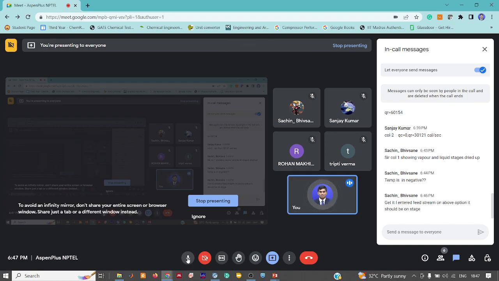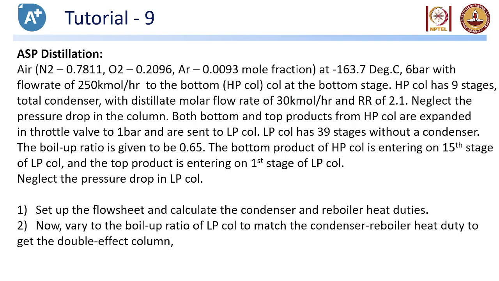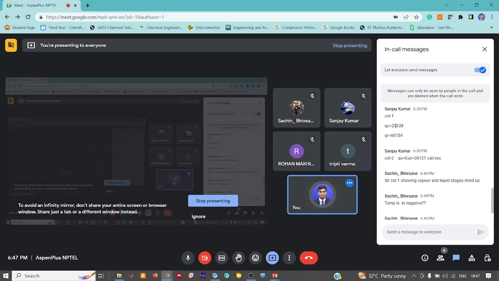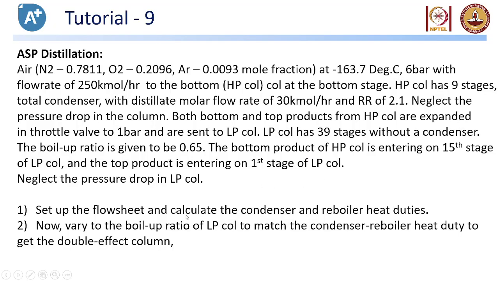So you're able to do, right? That's good. So can you continue the second part of it? Now vary the boiler pressure of LP coil to match the condenser and reboiler heat duties, which means the condenser of column 1 should match with the reboiler of column 2. Okay, so the value of 29438 must be equal to 30121 by changing the boiler pressure of LP coil. Can you just match both of them?